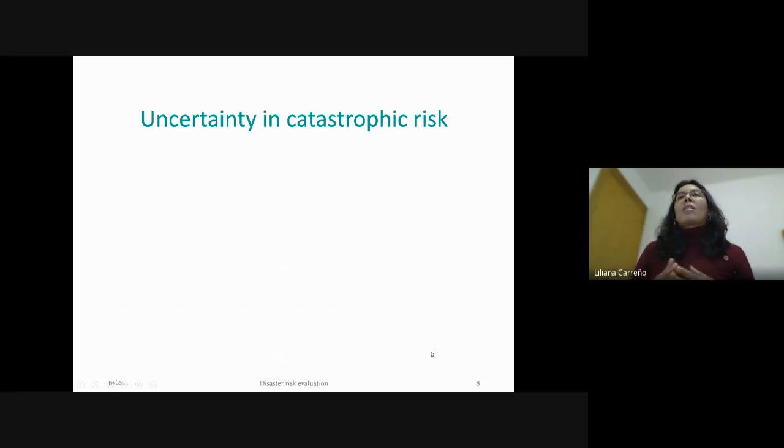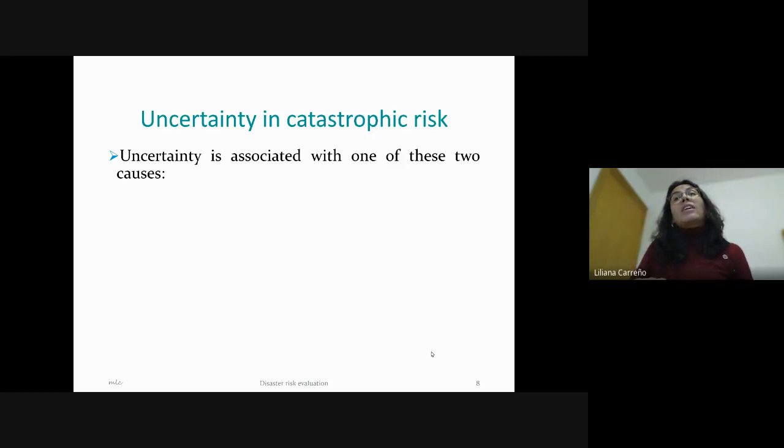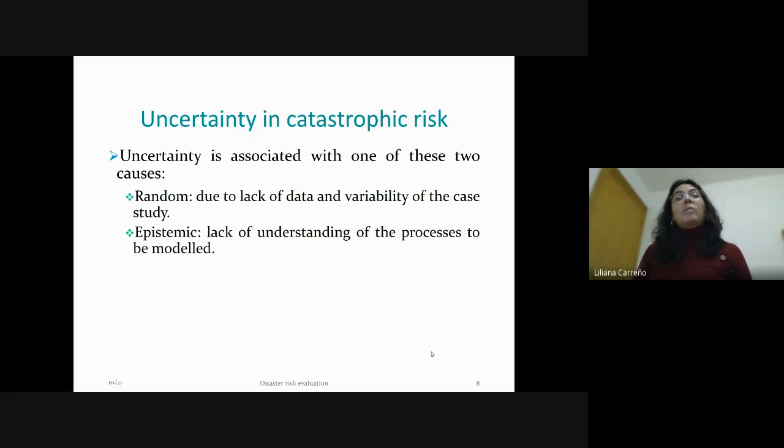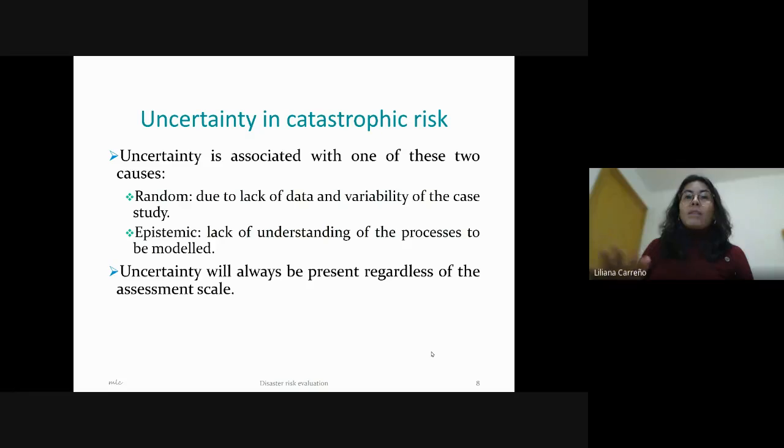So, what is the uncertainty in the catastrophic risk, you can ask? Well, the uncertainty is associated with two causes. The first one, aleatory, due to the lack of data and variability of the case study. And the second one, the epistemic uncertainty, due to the lack of understanding of the processes to be modeled. It's important to say that uncertainty will always be present regardless of the assessment scale.